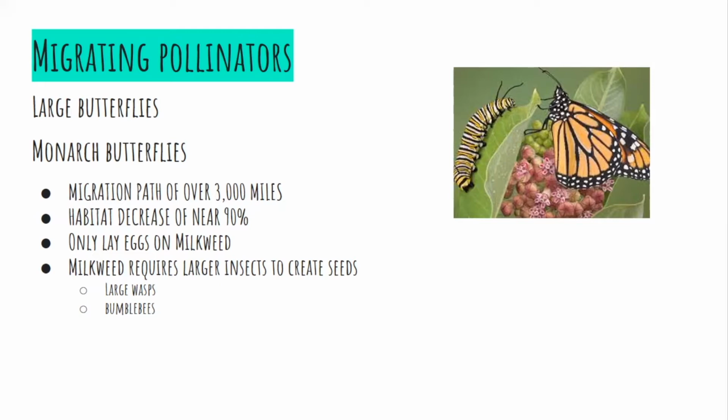monarch butterfly. Milkweed also requires larger insects to create seeds, such as large wasps or bumblebees. So you may end up attracting that kind of pollinator as well if you decide to plant milkweed seeds. You only need to plant 10 milkweed plants to be able to be considered a monarch butterfly way station and attract monarchs on their path of those 3,000 miles through the United States each year.